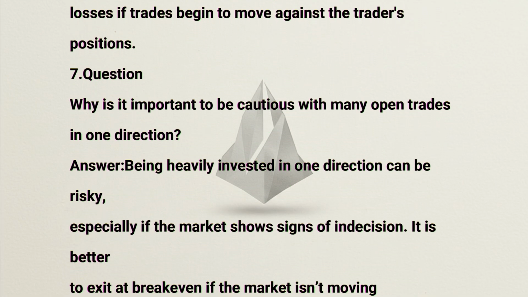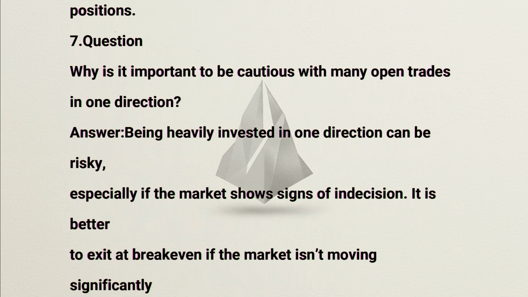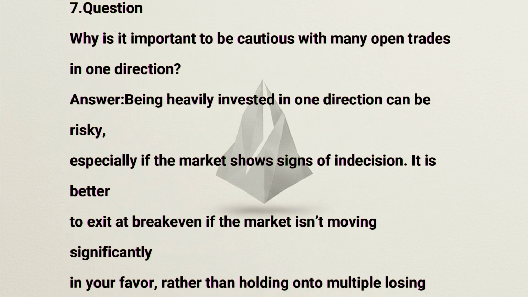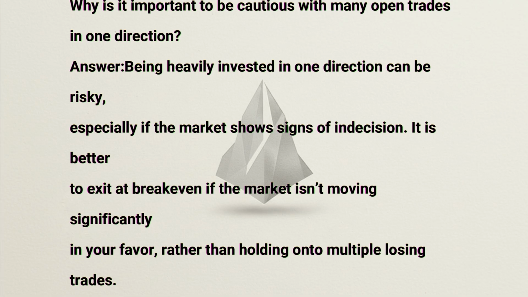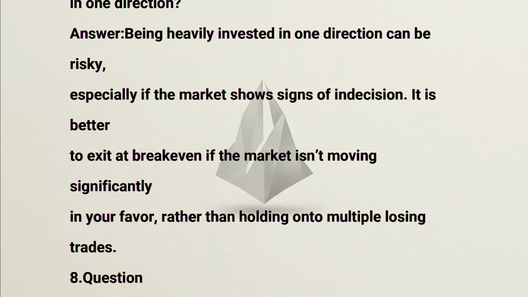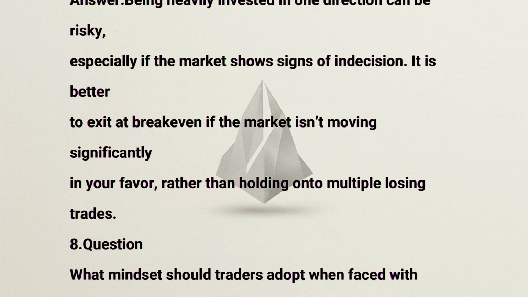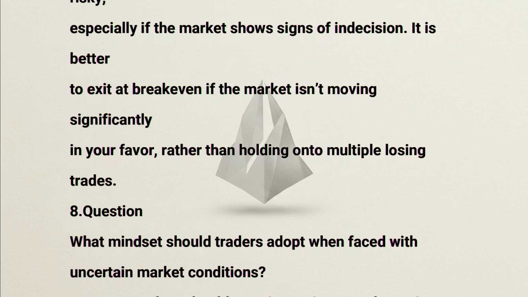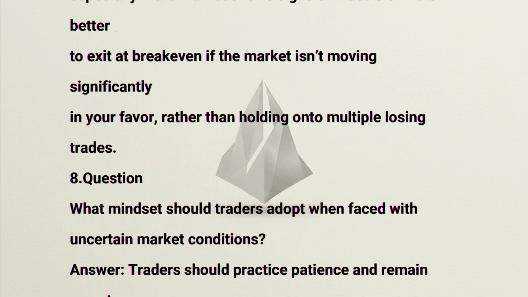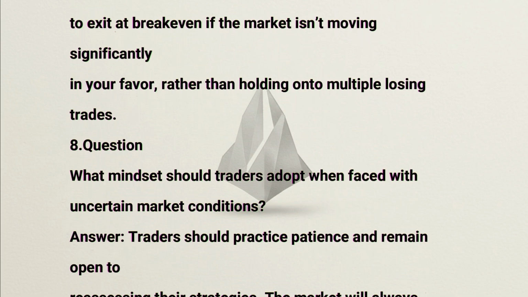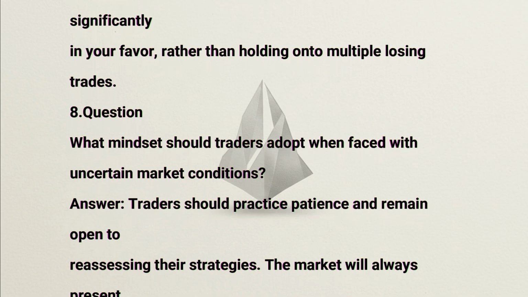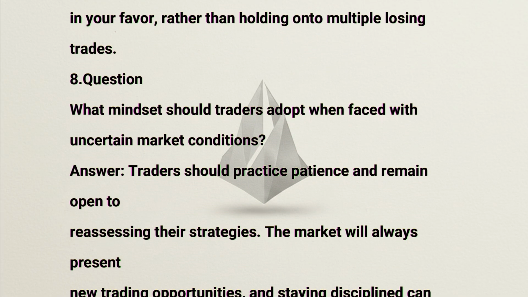7. Question. Why is it important to be cautious with many open trades in one direction? Answer. Being heavily invested in one direction can be risky, especially if the market shows signs of indecision. It is better to exit at break-even if the market isn't moving significantly in your favor, rather than holding on to multiple losing trades.